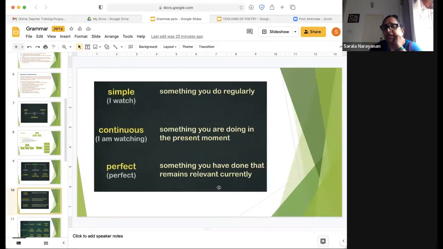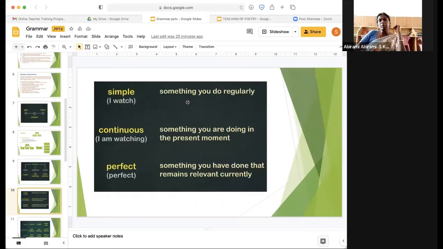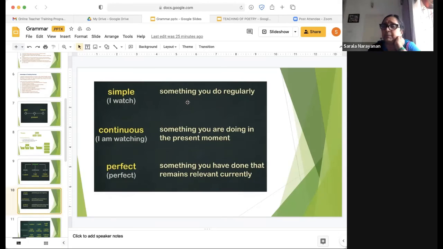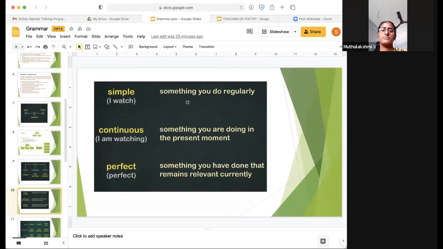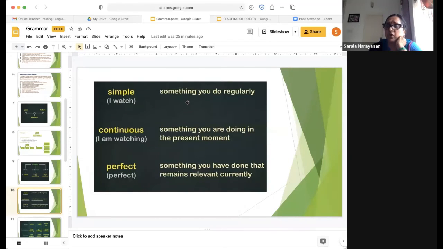So, coming to the explanation part. Simple present tense: I watch, something you do regularly. Even habits, like he goes for a walk daily, will only be in simple present tense. Habitual actions and neutral truths, like a rabbit burrows, or the sun rises in the east, will all be in simple present. Facts, definitions and proverbs will also all be in simple present.